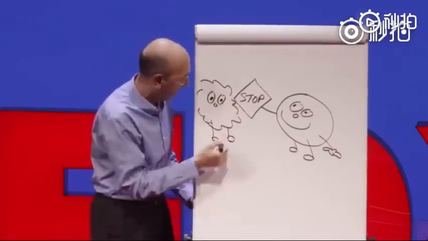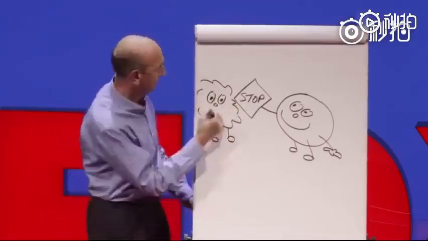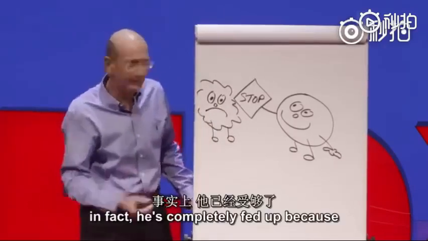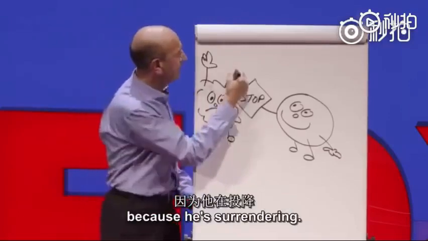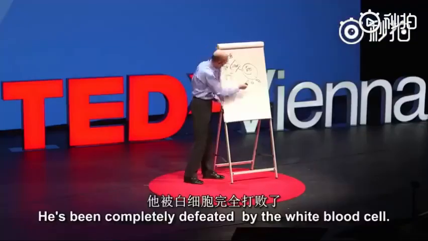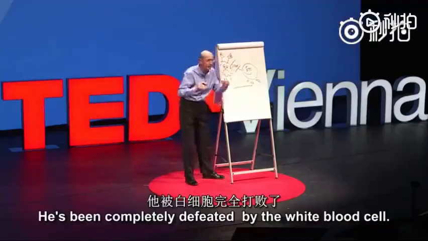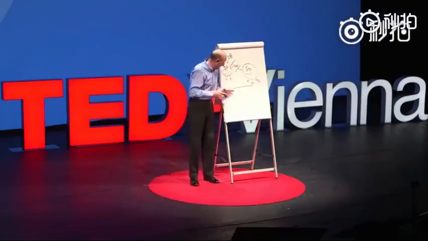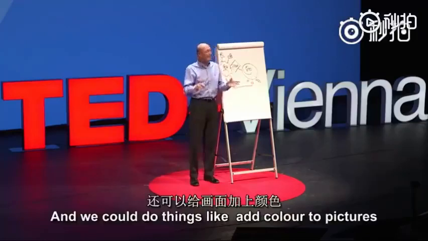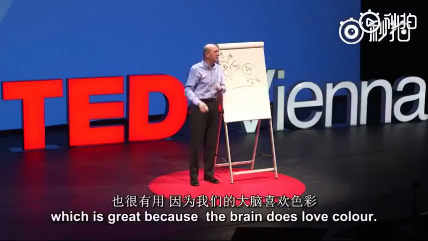Give him some legs. And he's looking particularly unhappy. In fact, he's completely fed up because he's got his arms in the air, because he's surrendering. He's being completely defeated by the white blood cell. So once we've got a picture like that, we'll remember it. And we could do things like add colour to pictures, which is great because the brain does love colour.